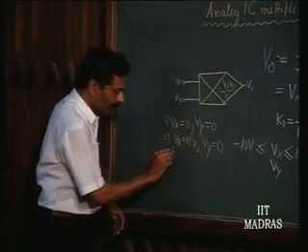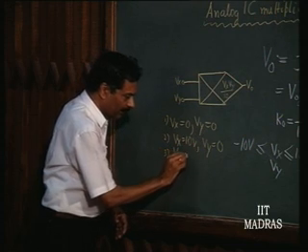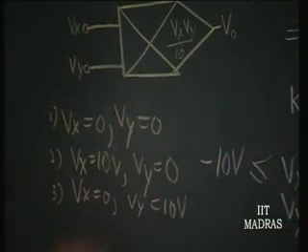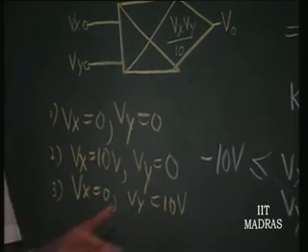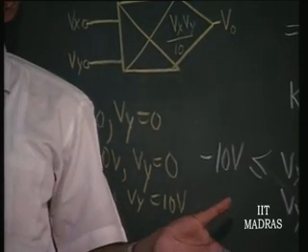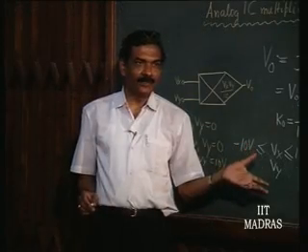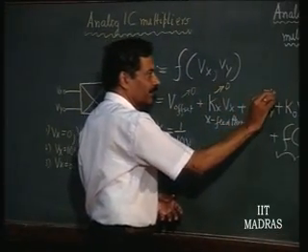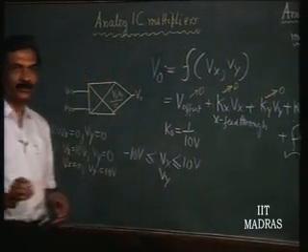Then Vx is made equal to 0, Vy is made equal to 10 volts. The output that can now come is due to y feedthrough, and therefore, it is Ky which is adjusted towards 0.